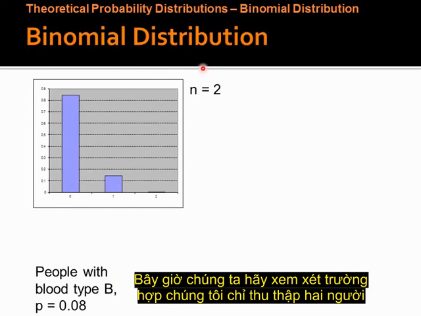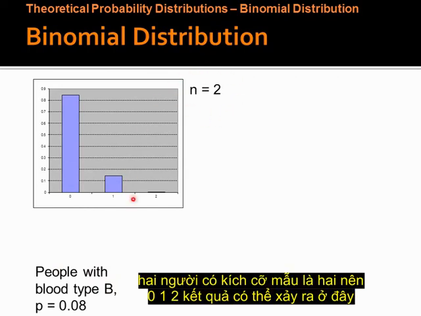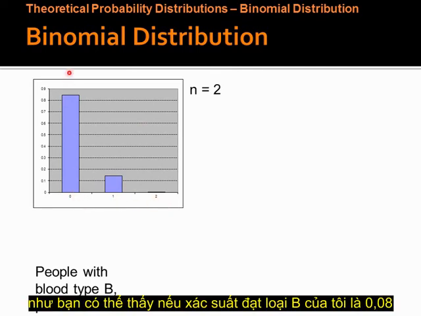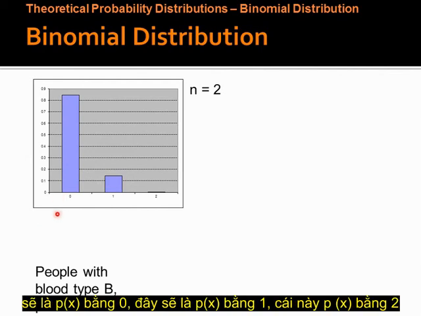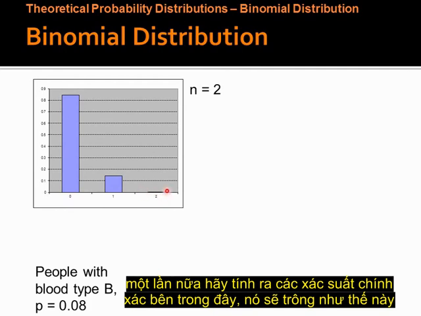Now let's consider the case where we only collect two people, sample size of 2, so 0, 1, 2 possible outcomes over here. As you can see, if my probability of getting type B is 0.08, the theoretical probability which I calculated out inside there, this would be P x equals 0, this would be P x equals 1, this would be P x equals 2. I can calculate out the exact probabilities inside here. It will look like this.